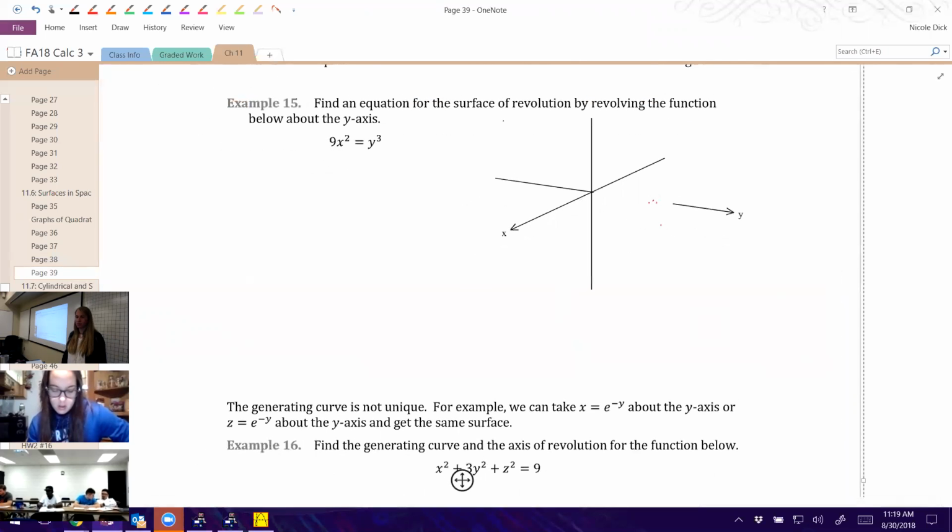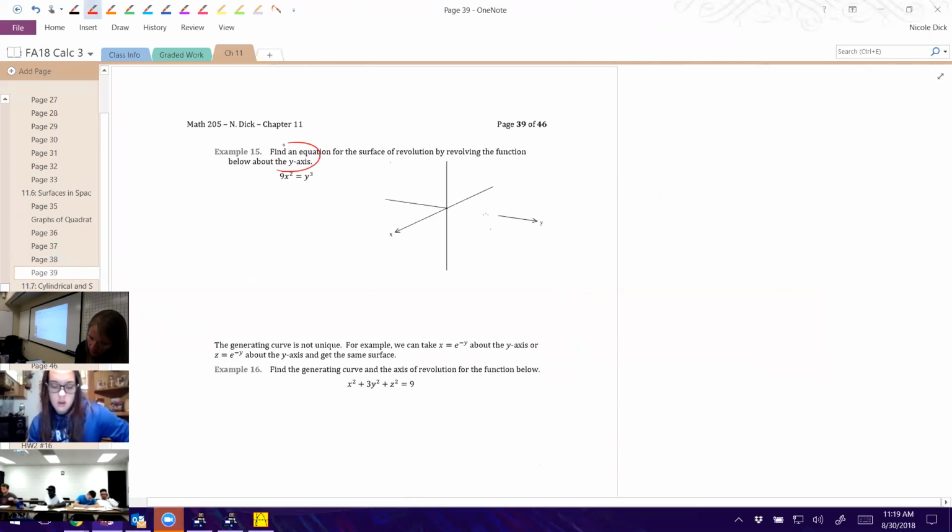Again, I don't know why the graphs didn't work. Find the equation of the surface below, rotating the function about the y-axis. If we're rotating it about the y-axis, what that means is we are going to want to have the equation. There it goes.